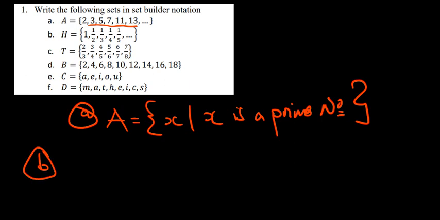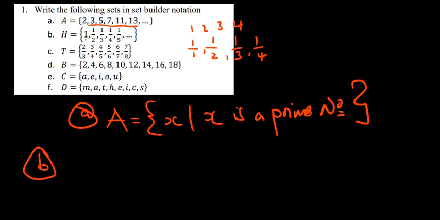So B, they're saying H is a set that has 1, 1 over 2, 1 over 3, 1 over 4, 1 over 5. We notice that that set is just a set of all reciprocals of natural numbers. Remember the natural numbers start from 1 and then 2 and then 3 and then 4. A reciprocal is just getting 1 and then dividing by that number. So the first one is 1 over 1, the second one is 1 over 2, the next is 1 over 3, and the next is 1 over 4, just like that. So these are reciprocals of natural numbers.